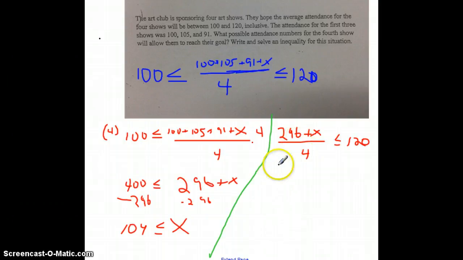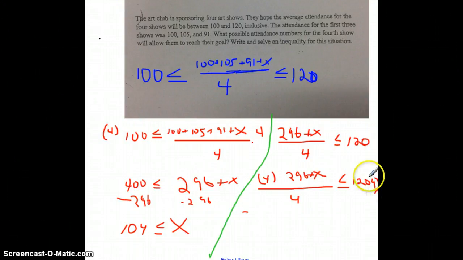Okay, so first step I would do here is, again, trying to get x all alone. Let's multiply by 4. Let's get rid of that denominator. Multiply both sides by 4. Okay, 296 plus x over 4, there's our inequality. The 4 over 4 is 1, so we're left with 296 plus x. Oh, here's my 4 over here. Running out of room there, guys. Sorry. All right, so 296 plus x.